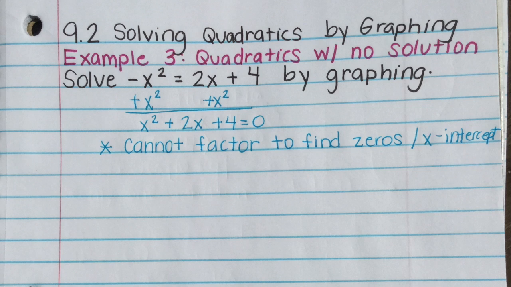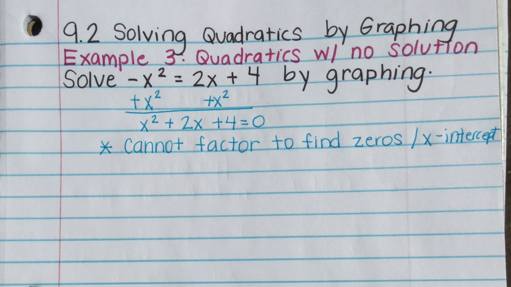So my first step in solving this equation is to get it in standard form, so I did that by adding x squared to both sides. That left me with x squared plus 2x plus 4 equals 0. And I would try to factor this, but I noticed that I was unable to factor it. There are no two numbers that I can multiply to equal positive 4 that when I add them they equal positive 2. There's no combination of that that'll work.